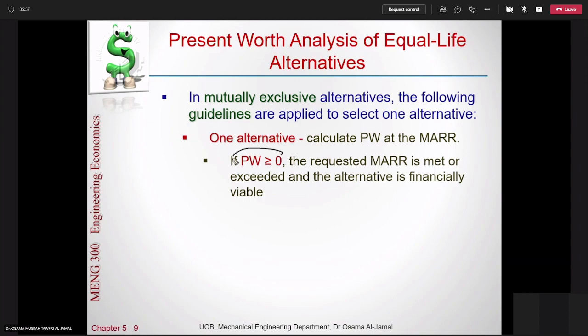When to go for this? If our project or alternative is an investment alternative, i.e. a revenue project or revenue alternative. If it is a service alternative, no. For a service alternative, it doesn't matter if it is negative. Here we are talking only about revenue alternatives.